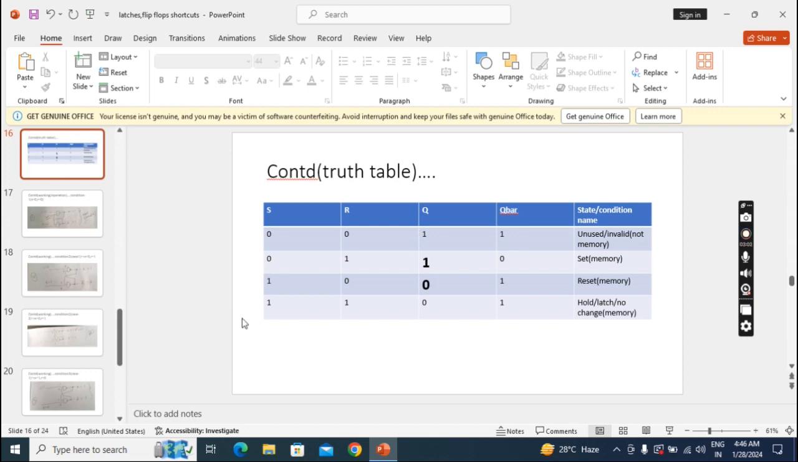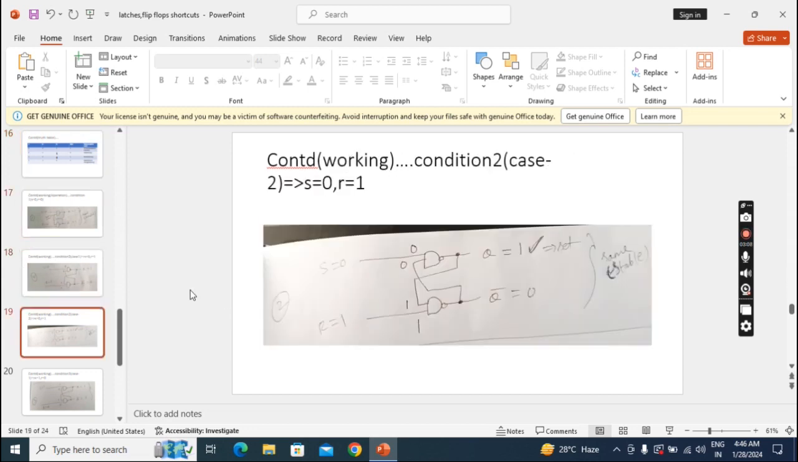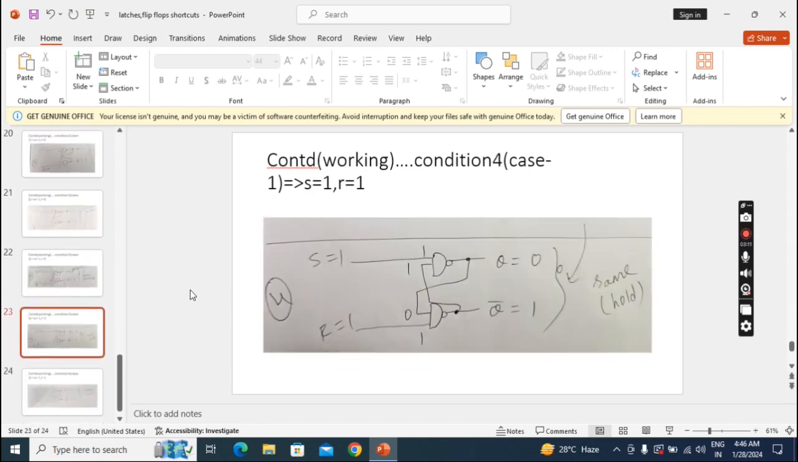Then we'll see the last condition. What is the last condition? 1 1. What is the output of this last condition? We'll see. This is condition 4. Here also we have to take a stable output. For that we have to check different cases. So here the input values are 1 1, and I fed back the previous case outputs. So this 1 0 will come here. So now both are 1s, means output 0. Any 1 0, output 1.